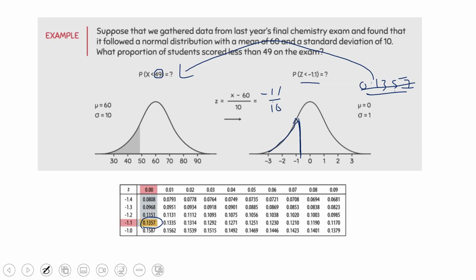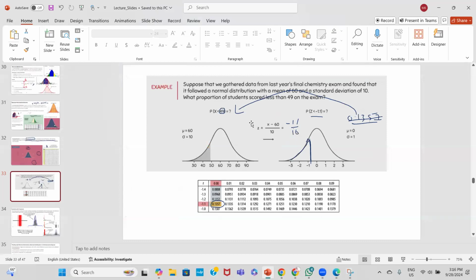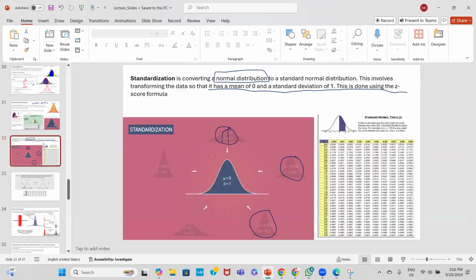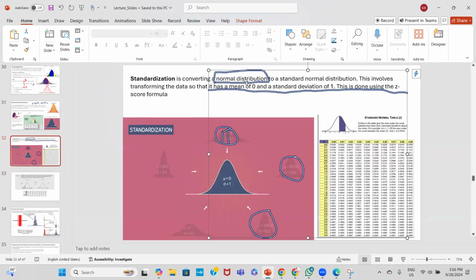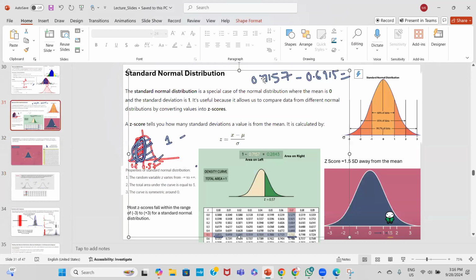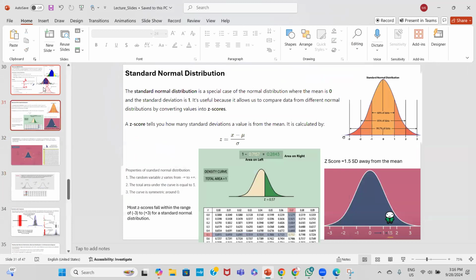Understood? Hello? Can you repeat once again how it got converted from normal to standard normal distribution?